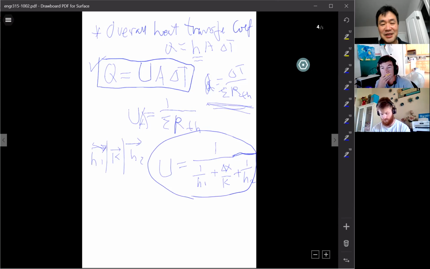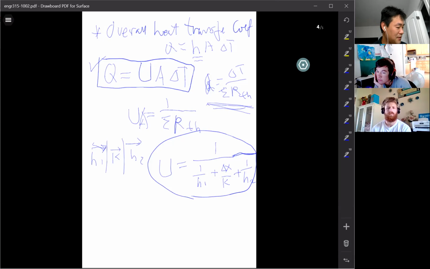They have different A's, but still we're forced to use this U A delta T. You have only one area. So which area do you use? You use this formula again: you use the most dominant heat transfer item in the system as the control material, and that area is what we use for the calculation. So this is a different approach for the same problem, basically.